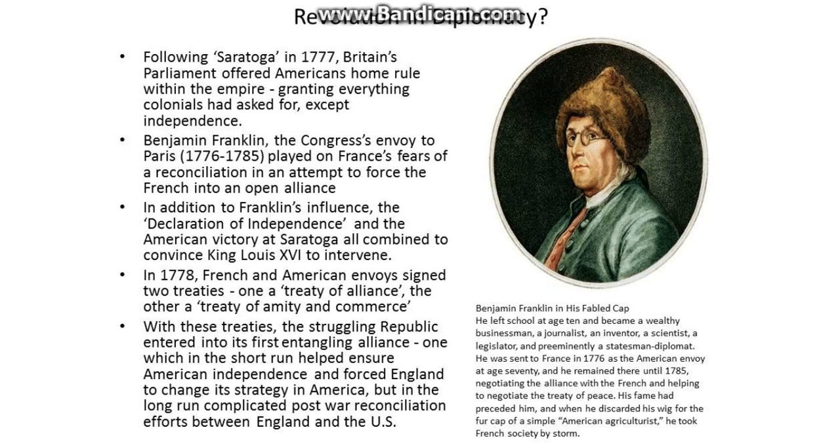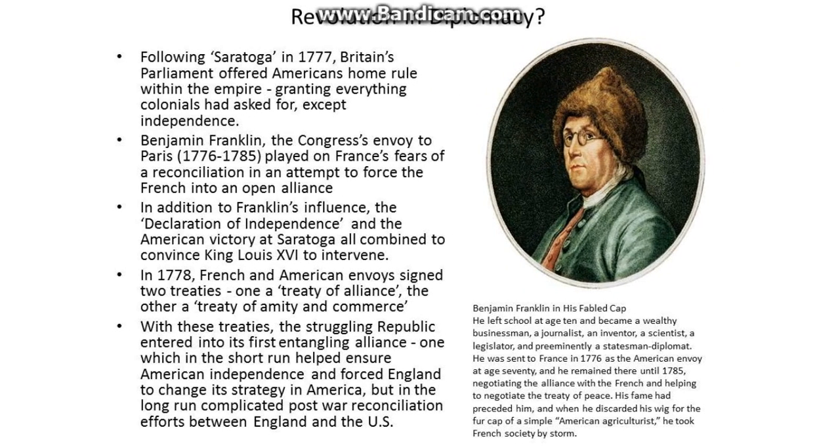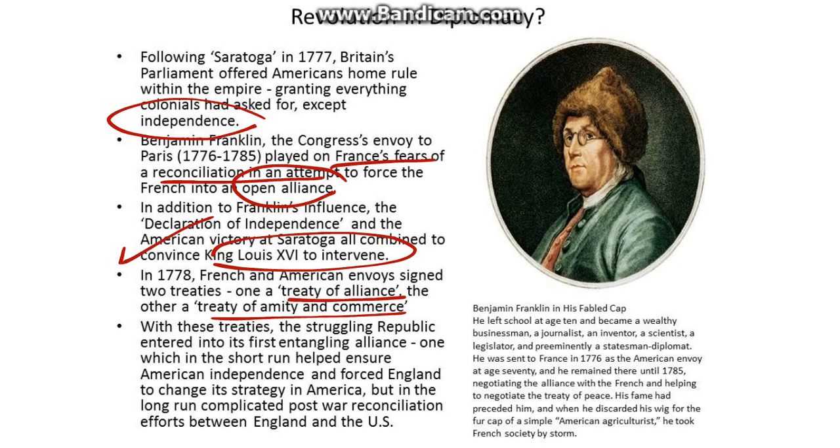Following Saratoga in 1777, Britain's Parliament offered Americans home rule within the empire, granting everything colonials had asked for except for independence. Ben Franklin, the Congress's envoy to Paris, played on France's fears of a reconciliation in an attempt to force the French into an open alliance with the Americans. In addition to Franklin's influence, the Declaration of Independence and the American victory at Saratoga all combined to convince King Louis to intervene. In 1778, the French and American envoys signed two treaties, one a treaty of alliance and the other a treaty of amity and commerce.